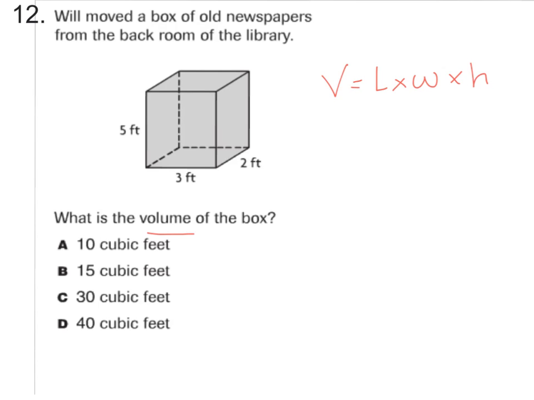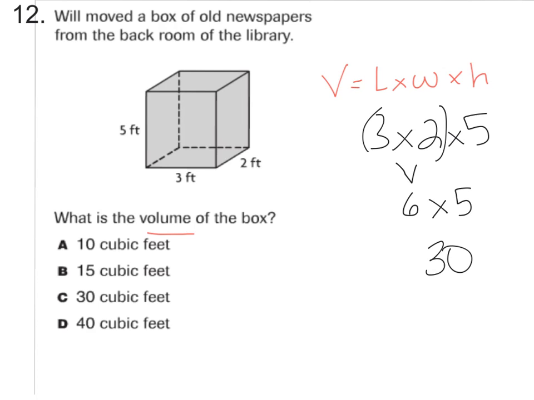Okay, friends, for this one, you should have said the length was 3 feet. The width was 2 feet, and the height was 5 feet. So I'm going to group 3 and 2 together using my associative property, and I'm going to say it's 6 times 5. Therefore, your volume should have been 30 cubic feet.